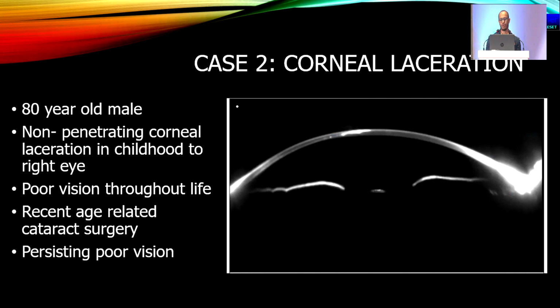Case number 2 is for corneal laceration. Once again, this is an 80-year-old male, had a non-penetrating corneal injury in childhood that was repaired, but is left with poor vision through the rest of his life. In his later years, he underwent age-related cataract surgery, but the poor vision persisted as the cornea was distorted.